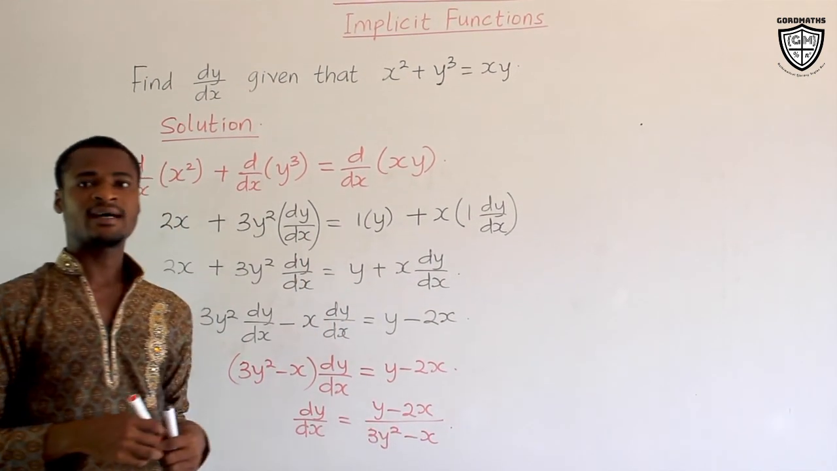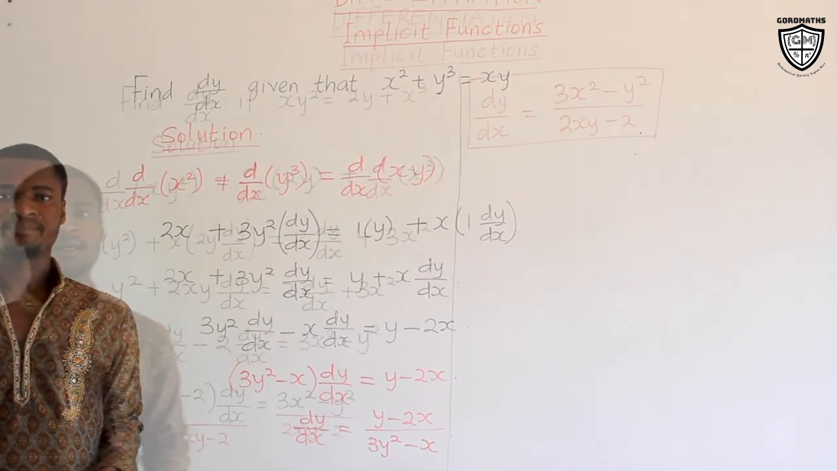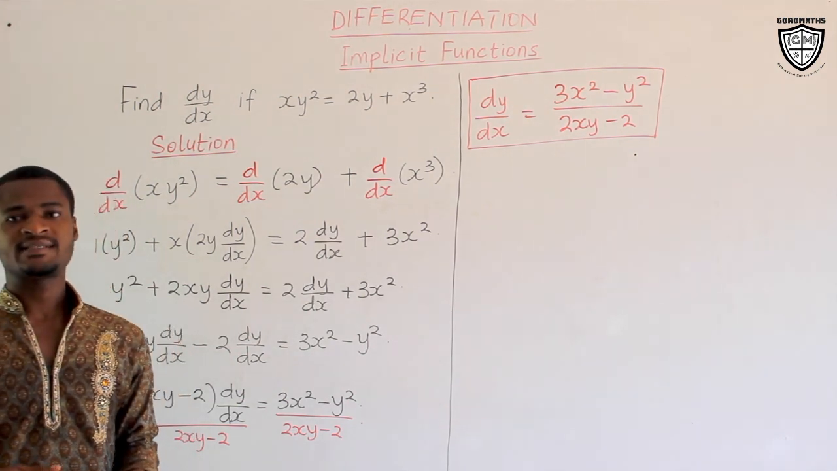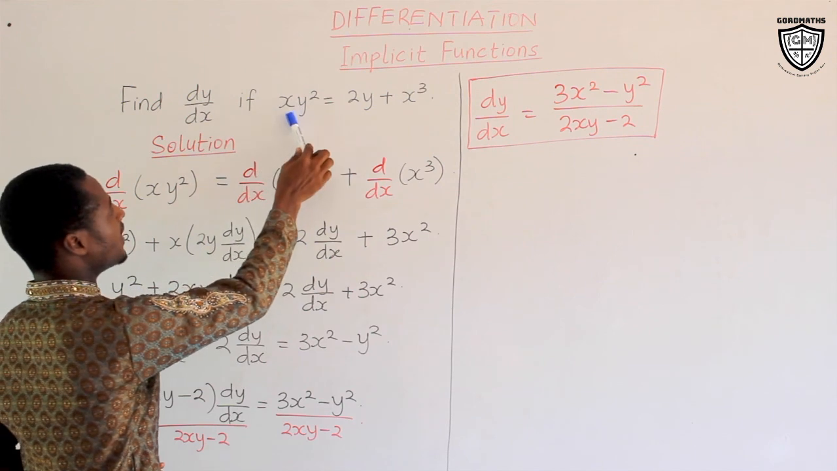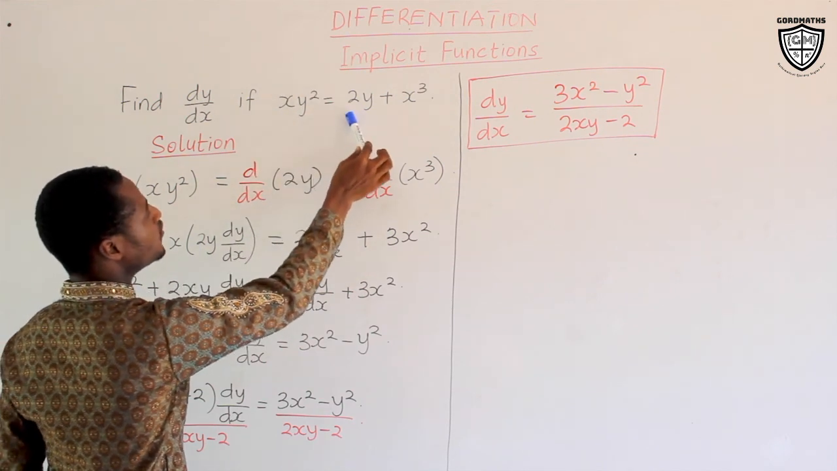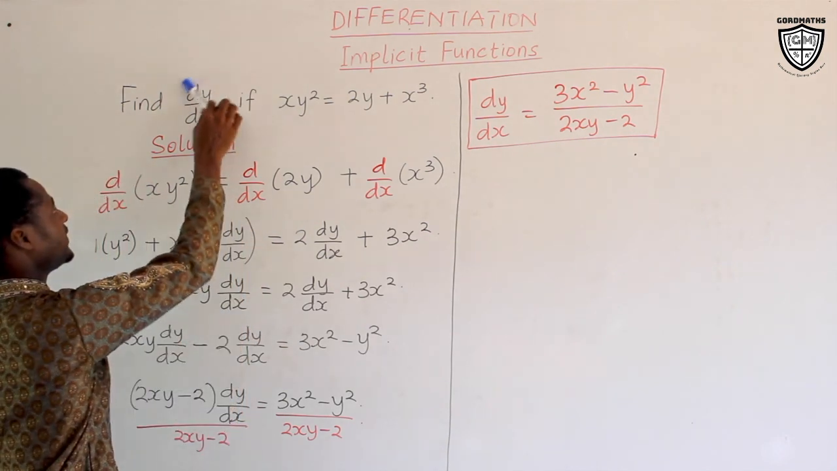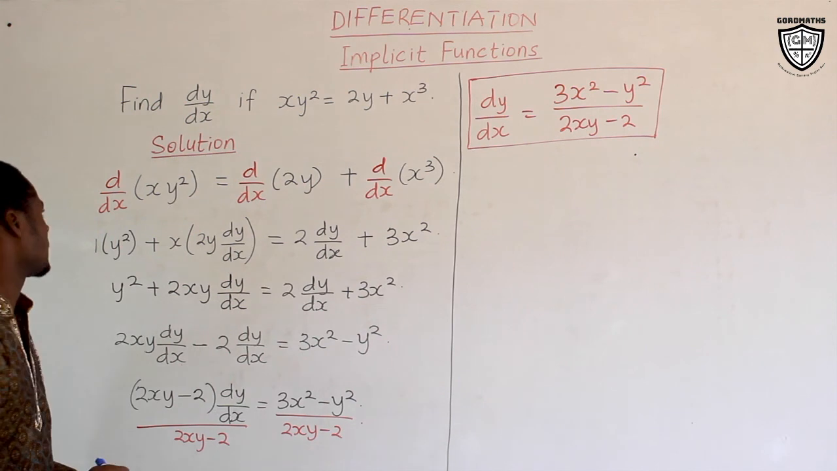We will take our final example on the differentiation of implicit functions. This will be our last example on the differentiation of implicit functions. And we are given the function xy squared is equal to 2y plus x exponent 3, where we want to find the derivative of the function with respect to x.